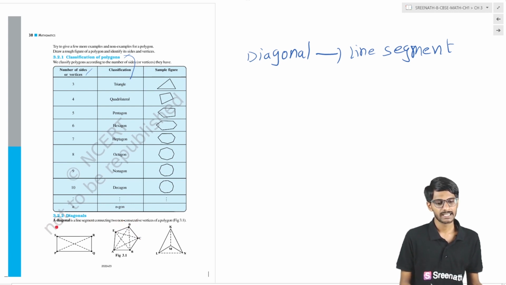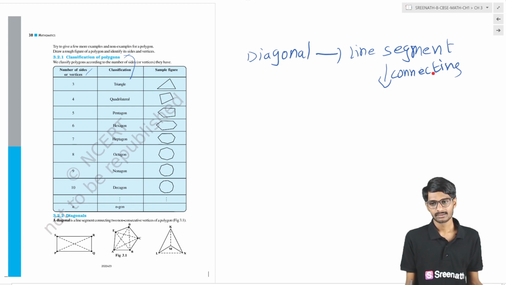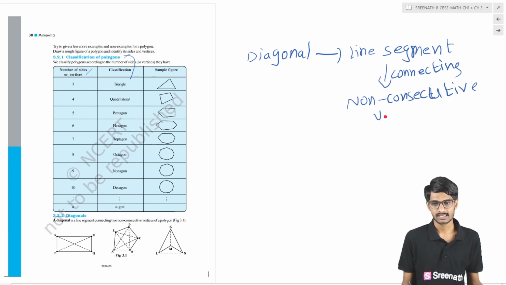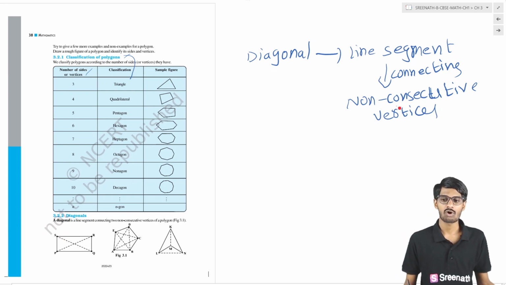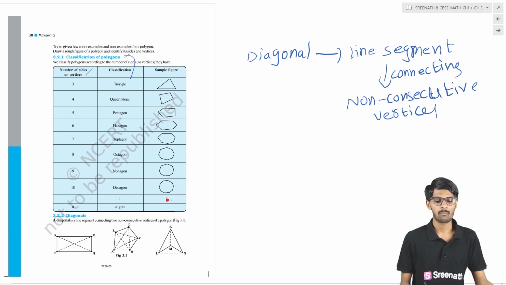So basically a diagonal is nothing but a line segment that connects non-consecutive vertices of a polygon. We call it the diagonal.